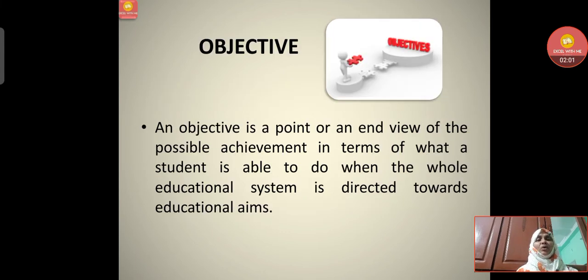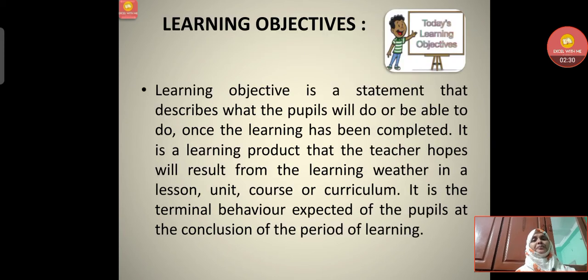Now, what is an objective? An objective is a point or an end view of the possible achievement in terms of what a student is able to do when the whole educational system is directed towards educational aims. Aims are broad in nature. Objectives are narrower. That means through these objectives, what the teacher is going to achieve, that will be understood.